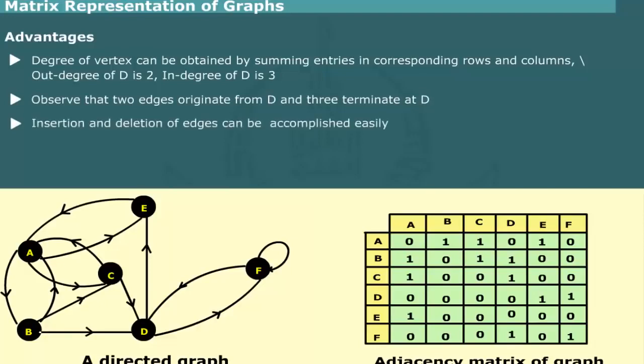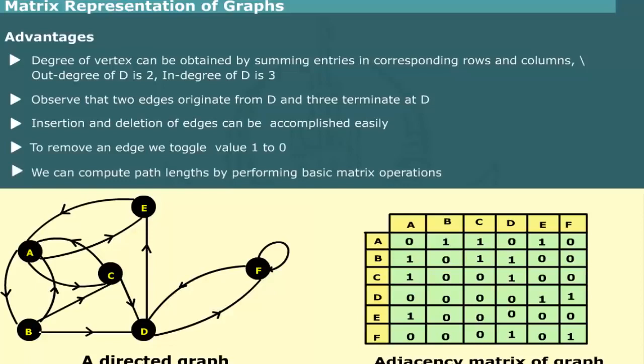Another advantage of the adjacency matrix is that insertion and deletion of edges can be accomplished easily. In order to remove an edge, we simply toggle the value 1 to 0 in the corresponding row and column. The biggest advantage of matrix representation is that we can compute path length by performing basic matrix operations. We shall look at this aspect later.